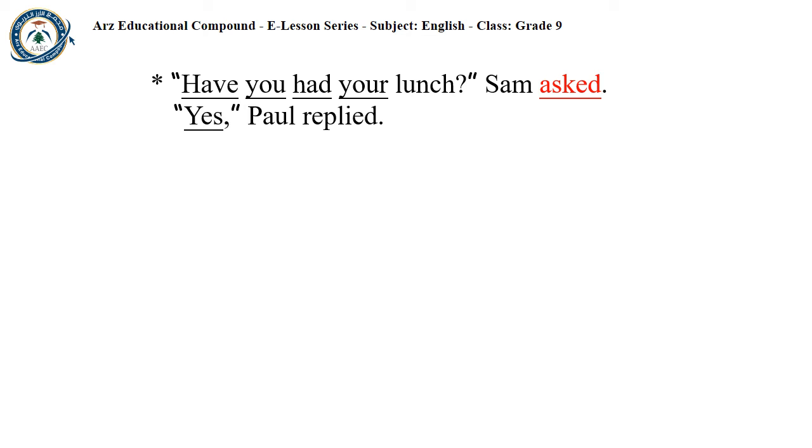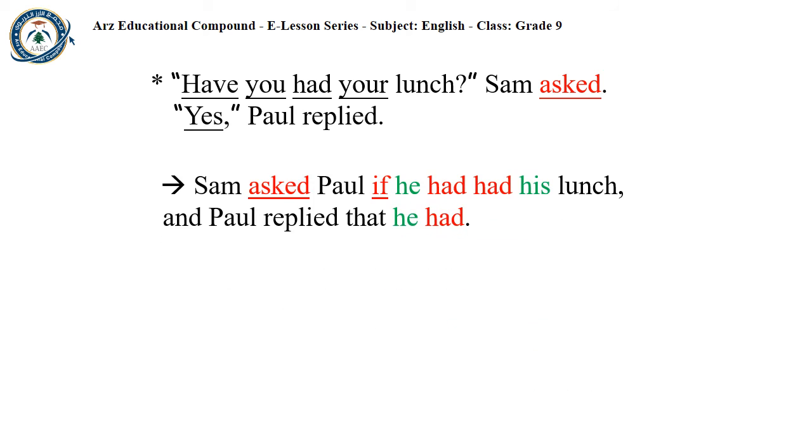Had is the verb in the simple past tense. You have to change it to the past perfect tense. And your must be changed to his because it refers to Paul. So you say, Sam asked Paul if he had his lunch, comma, and Paul replied. You can't say and Paul replied yes. You have to say and Paul replied that he had. So Sam asked Paul if he had his lunch, and Paul replied that he had.